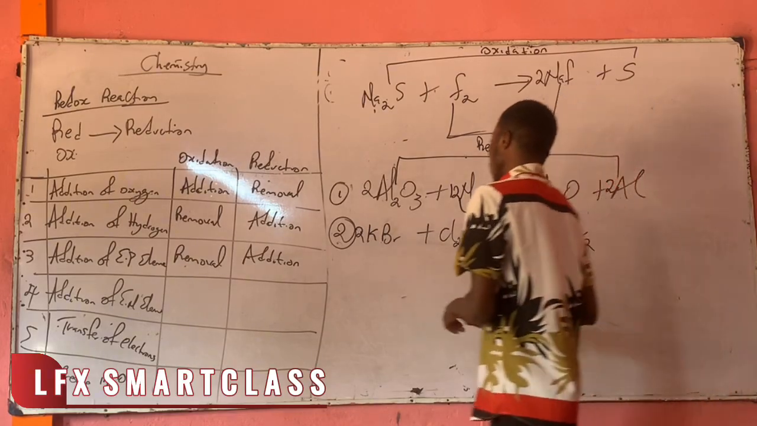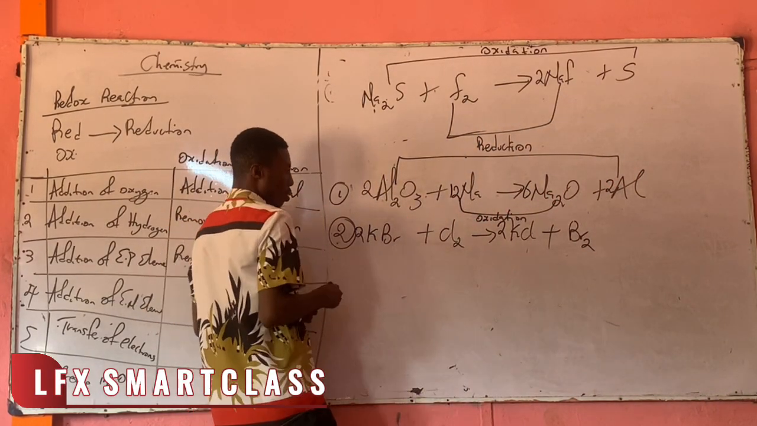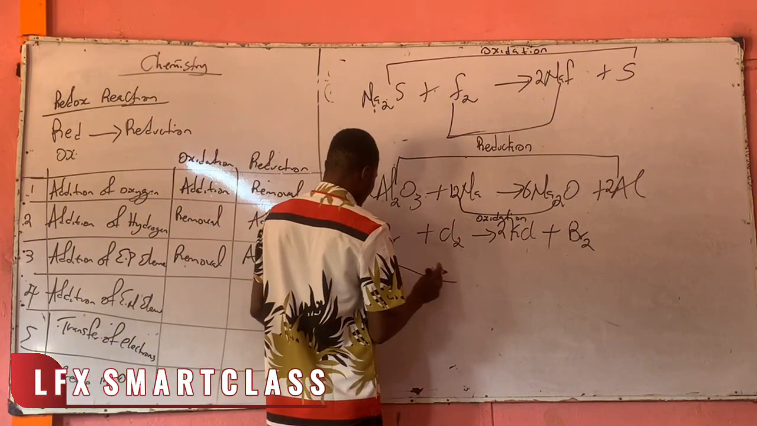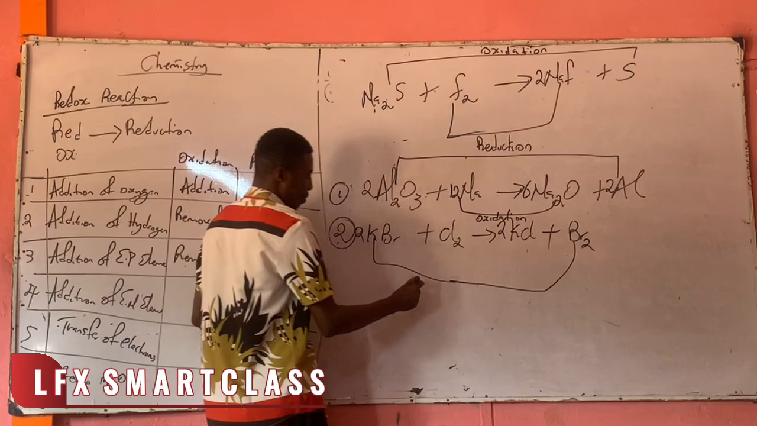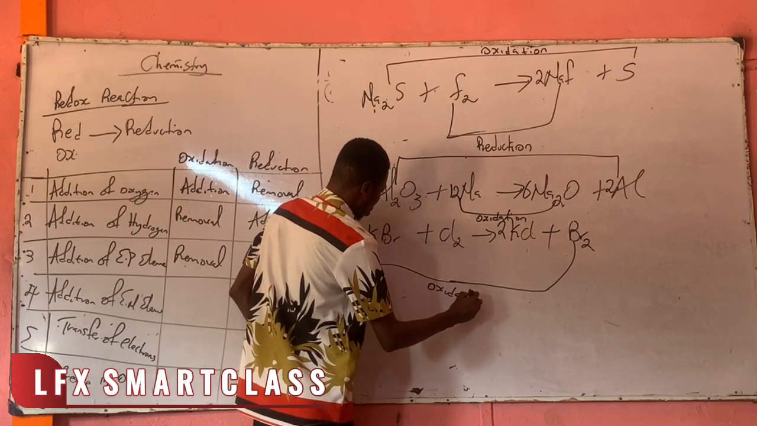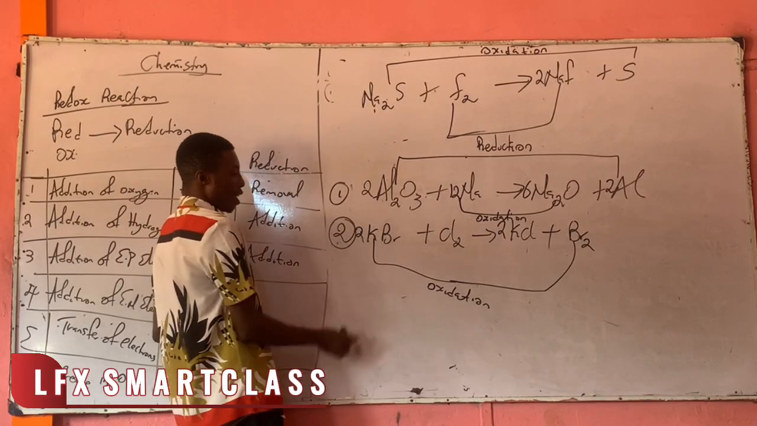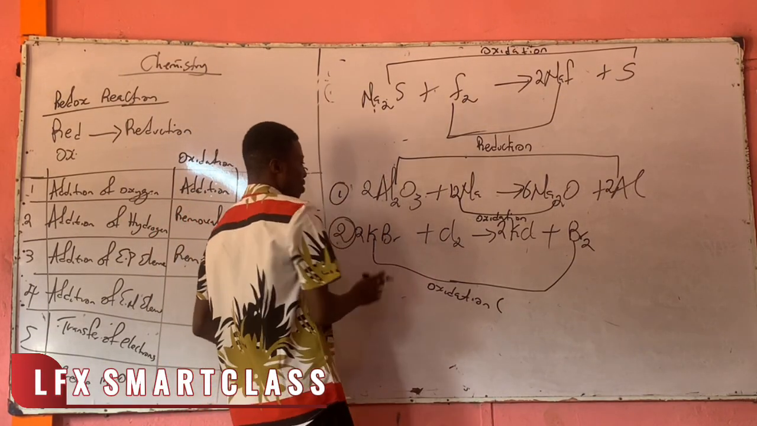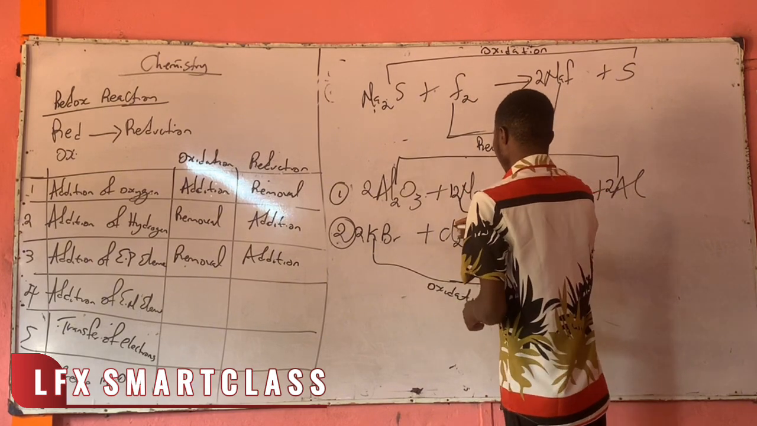Now coming to this, this is about the electropositive element. So coming to this now, from here to here, what happened? Because there was a removal of electropositive element, and the reducing agent is found here. Coming to here now, what's happening here?